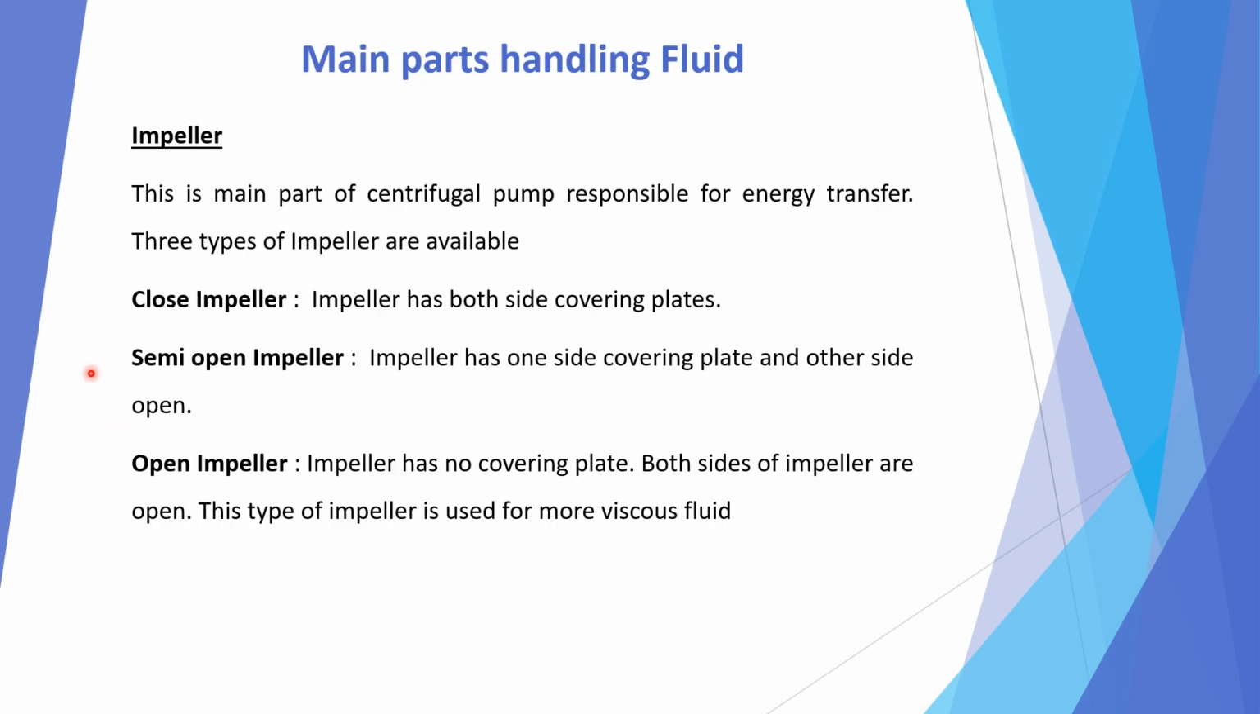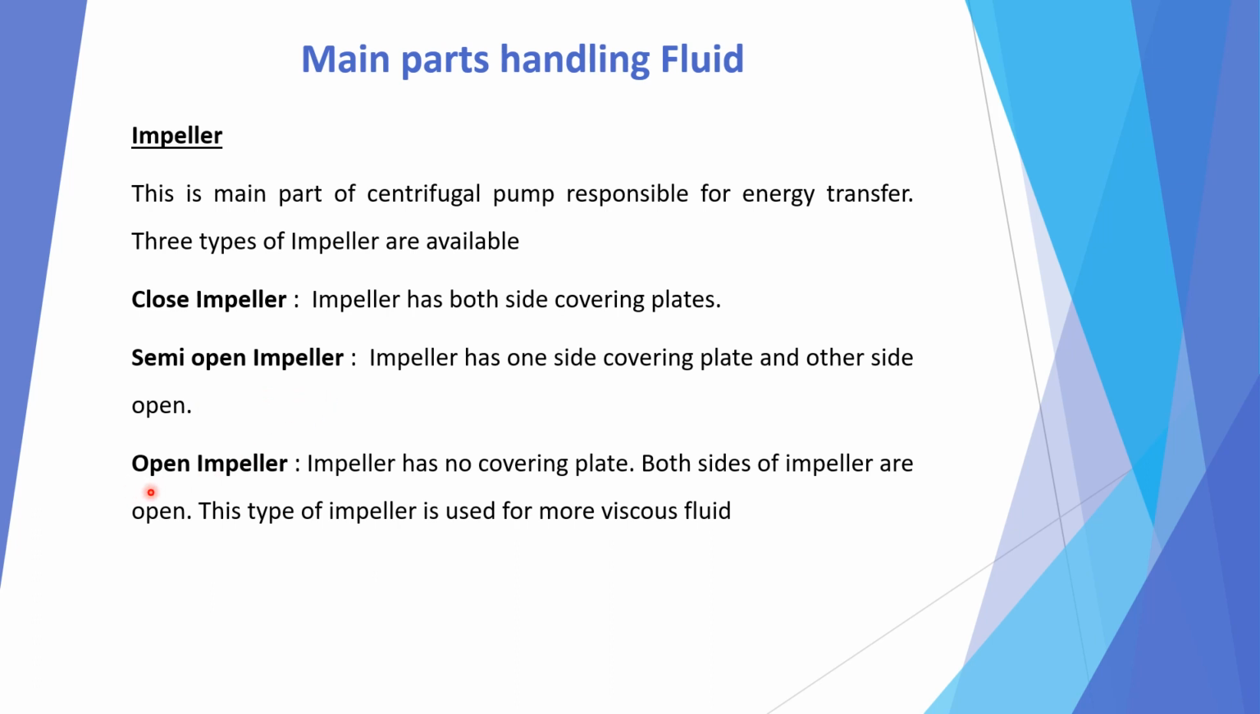The main parts handling the fluid. One is the impeller. This is the main part of a centrifugal pump responsible for energy transfer. There are three types of impellers available. Closed impeller, an impeller having covering plates on both sides. Semi-open impeller, an impeller that has a covering plate on one side and the other side open. In a centrifugal compressor, this semi-open is also called open type impeller, but in a centrifugal pump it has a subcategory, so it is called semi-open impeller. And another is the open impeller.